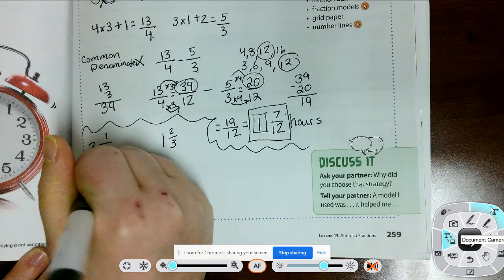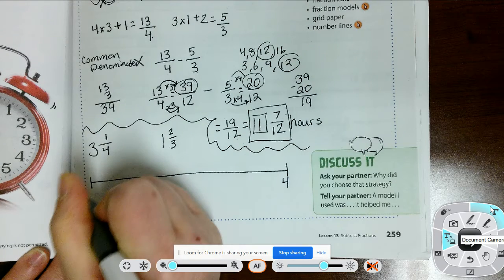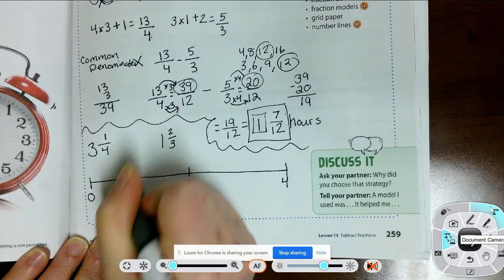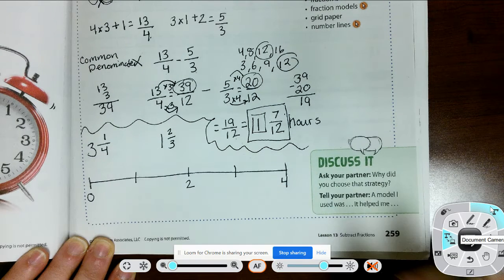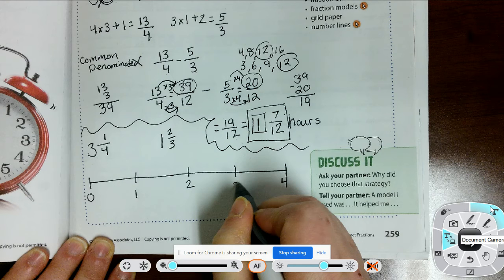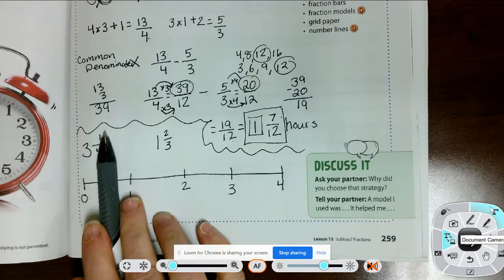So I'm going to make a number line starting like this. I'm going to do 4, I'm going to do 0, I'm going to make my middle one 2, I'm going to cut those like that and make this one 1 and make this one 3. Now looking at these, I've got whole numbers and then I've got fractions here.